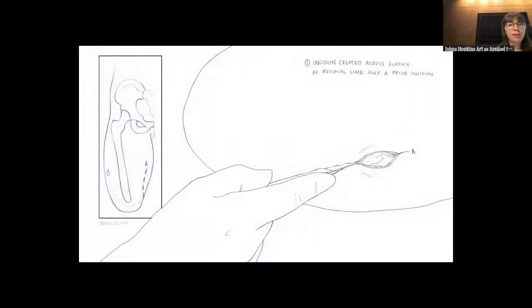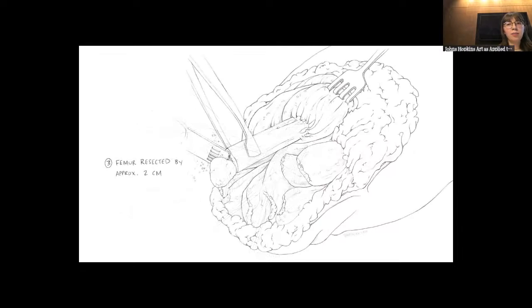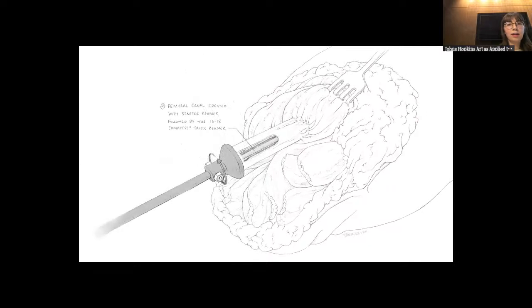To begin, the incision was made across the surface of the residual limb. In this case, it was the right upper leg over a previous incision. The distal femur was then exposed by splitting the myodesis of the previous muscle closure, and then resected by approximately 2 centimeters for a cleaner cut edge. A canal was reamed through the center of the femur using a special compressed triple reamer to allow for the implantation of the anchor plug.